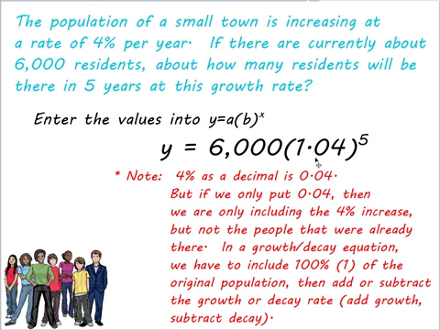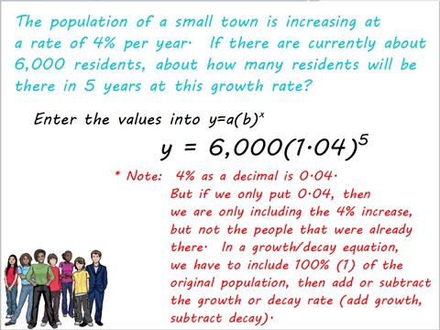Let's hurry and look at this 4% increase. We all know that 4% as a decimal is 0.04. But if I only put 0.04 inside the parentheses, that only accounts for the 4% increase. It doesn't take into consideration all the people that already lived in the town. So when you're talking about growth and decay equations, you have to remember to include 100% of what was already there, then add or subtract your percent of growth or decay.